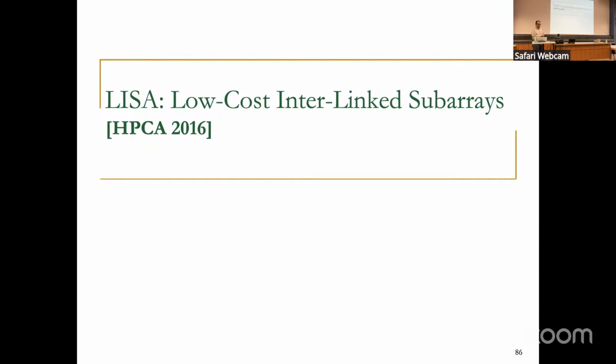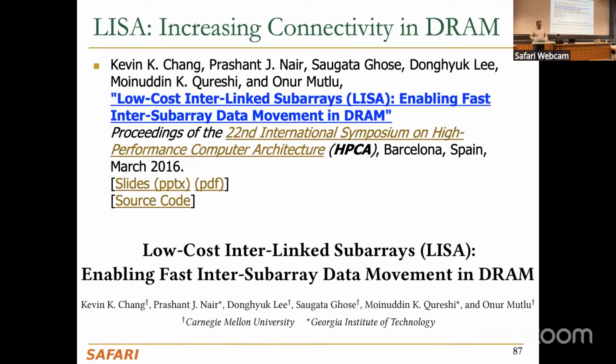So LISA is also another technique, a follow-up on RowClone. Remember that in RowClone, if you want to communicate across subarrays, that's not easy. You cannot do it with good performance. So this work, LISA, contributes in that line and provides a technique for that, which I'm going to show you very quickly. But the main reason is that the substrate enabled by LISA can also be used to reduce DRAM latency. And we're going to see the connection soon after. So this is the paper about LISA.